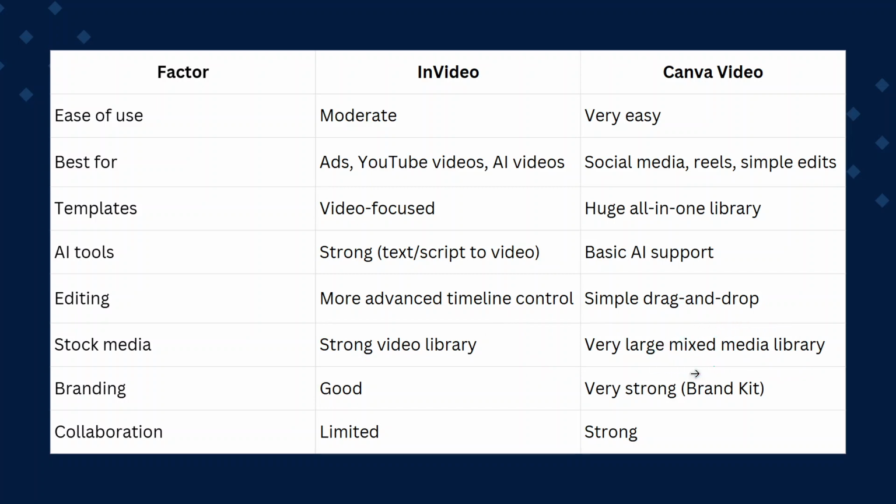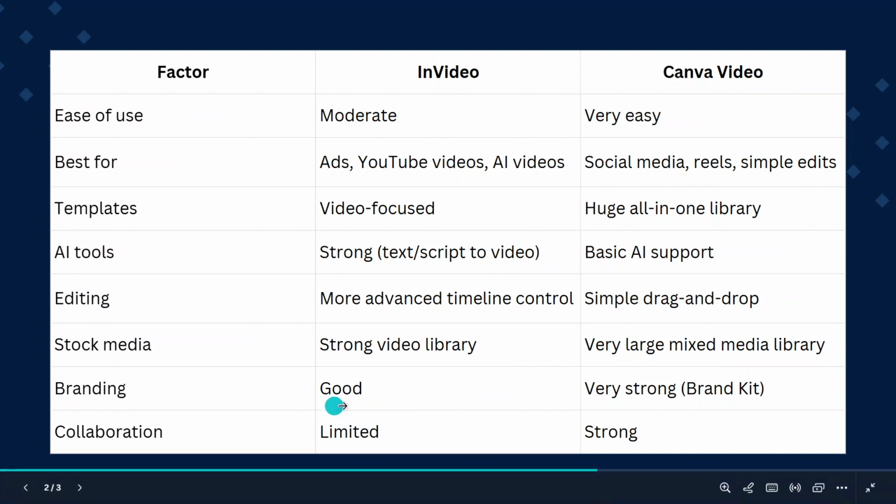On branding, InVideo helps you keep your videos consistent, but Canva has an edge overall because of its brand kit, which spans all your designs and videos in one place. That makes it easier to maintain a unified look across everything you publish.